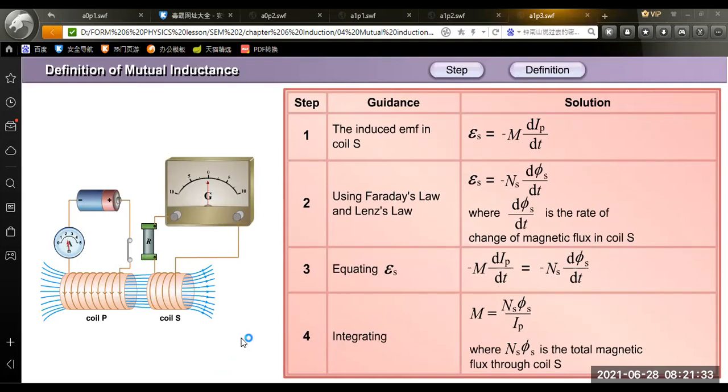Using Faraday's law and Lenz's law, EMF is equal to negative Ns, the number of turns of S, times d phi S, the rate of change of the magnetic flux in the coil S. By equating the EMF for coil S, we get negative M di P over dt equal to negative Ns d phi S over dt, the rate of change of the magnetic flux.